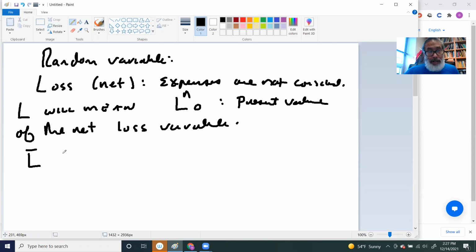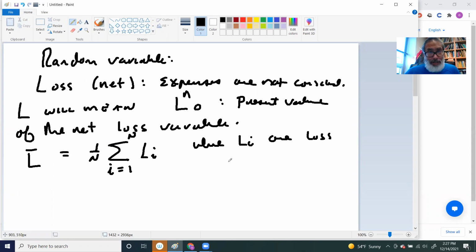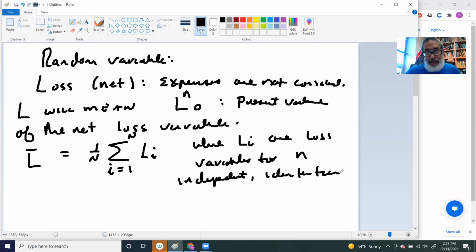And by L bar, I will mean a sum of, let's say, i equals 1 to n. Now, this is a different n than this one, where the L_i are the loss variables for n independent identical policies.